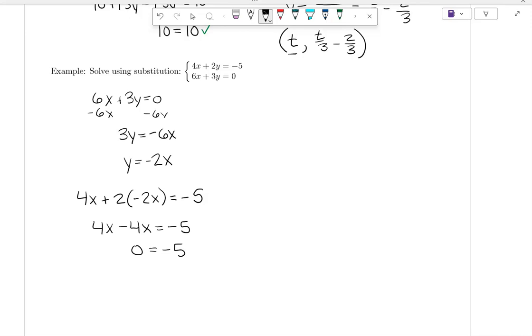All right, what do we know about 0 equals negative 5? Is that true or false? False, right, that's not true. So when we get this as our answer, what do we know about the solutions of the equations? No solutions, yep. So we're going to have no solutions in this one. So your answer will just be no solution.